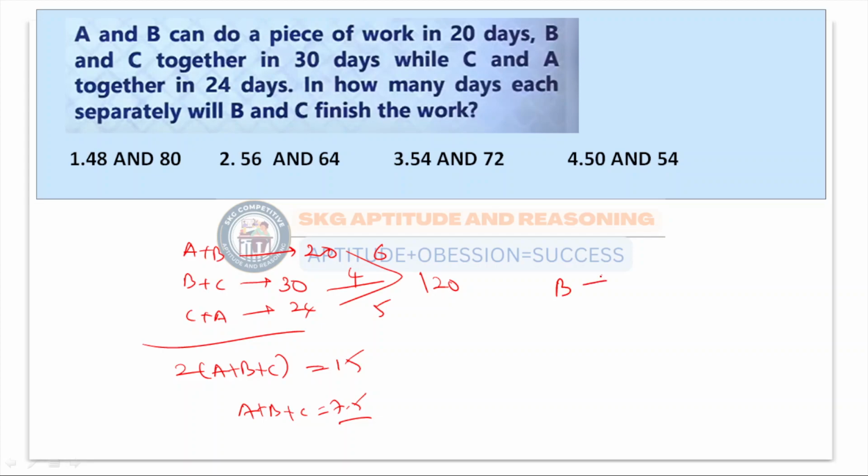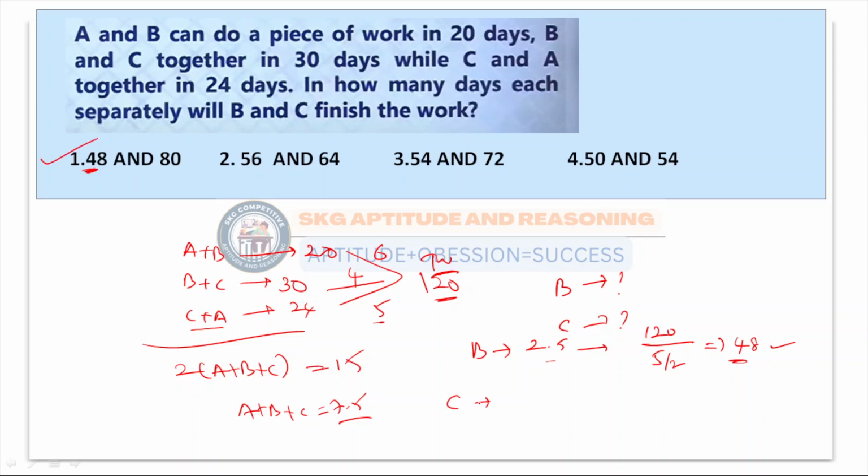Now we need B's efficiency and C's efficiency. What he asked in the question means they work separately: B and C will take how many days to complete the work? 120 will be the total work we assumed here, and we need to find B's efficiency. So A plus C efficiency will be 5 and the total efficiency will be 7.5, so B's efficiency will be 2.5. The total work is 120 and the efficiency of B is 2.5, which can be written as 5 by 2. If we simplify this, B can complete the work in 48 days, the first option.